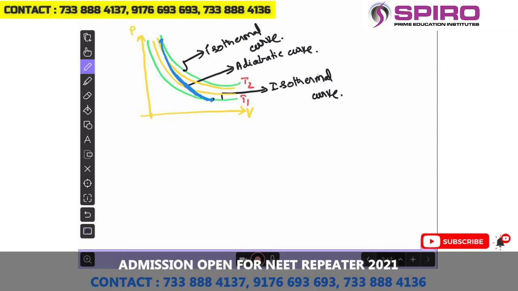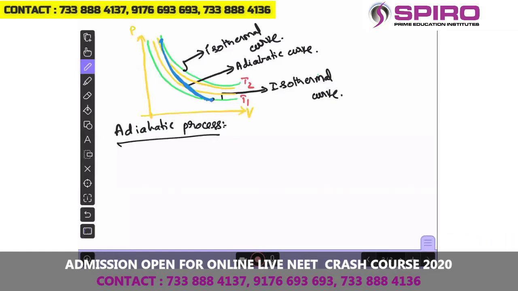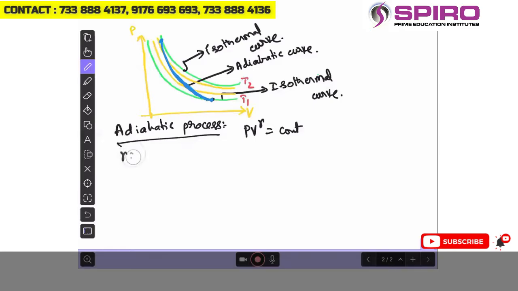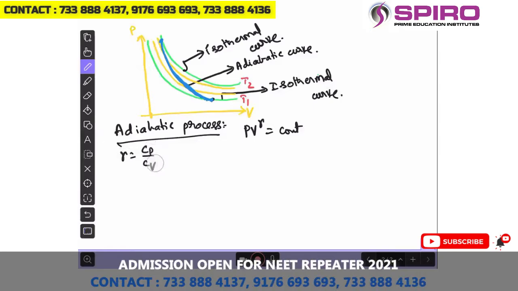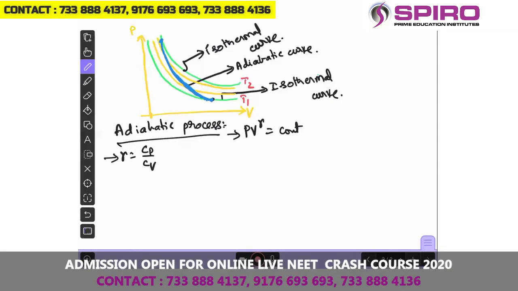So far as the adiabatic process is concerned, the process equation is PV to the power gamma equal to constant. This is the first point to be noticed, and gamma is Cp by Cv. The next point is the adiabatic work done.